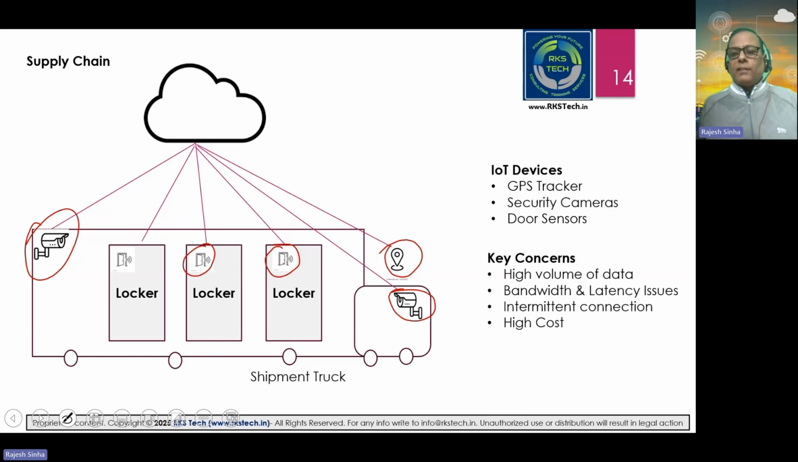The second problem could be bandwidth and latency issues. This will consume plenty of bandwidth and there can be latency, and because this truck is moving across the country on highways, you may not have a consistent network connection across the highway. So there can be intermittent connection issues, and of course there is a high cost involved because more data is being pushed, so there will be more bandwidth consumption. All these IoT devices need to have GPRS capability so that they can communicate back to the cloud, right? So is there a way we can optimize this?